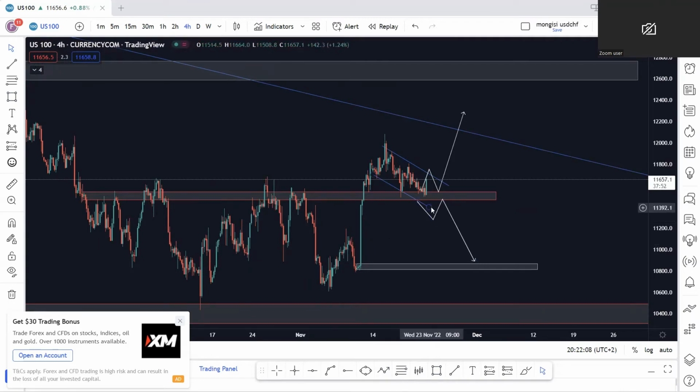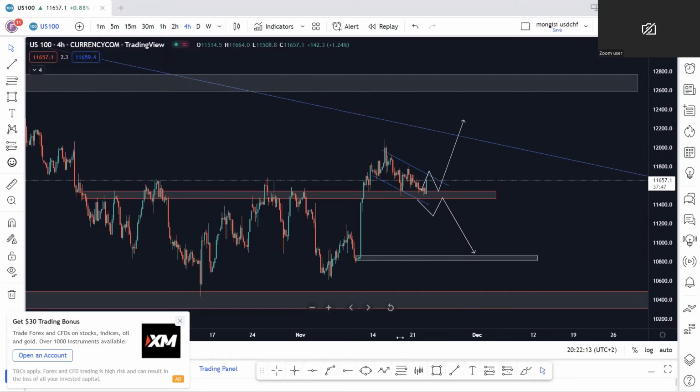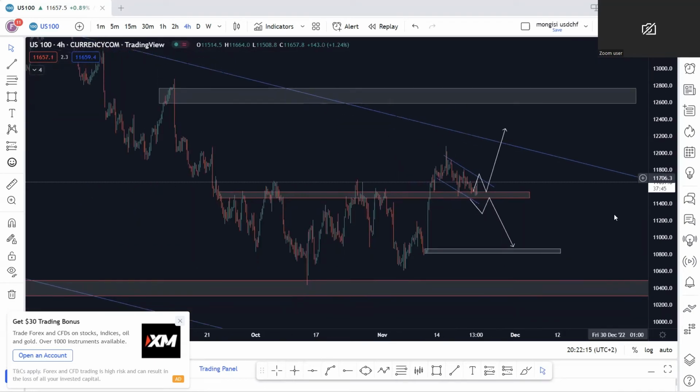So here the market has shown that it's not balanced, and what we're trying to achieve is a balanced market. So this is a lot for you.